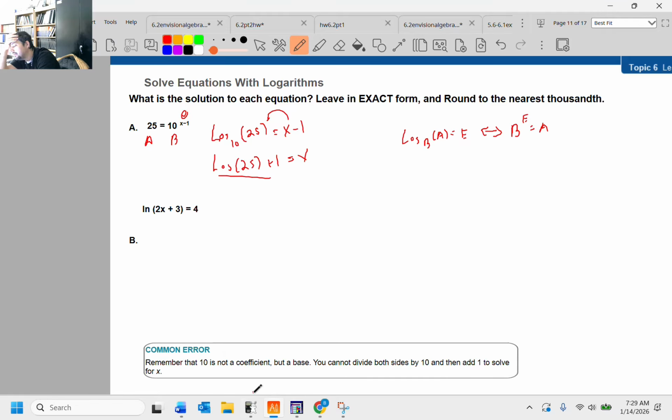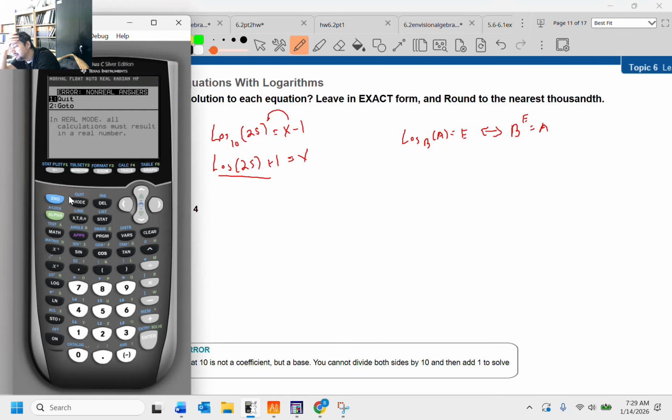If I want to know what the decimal is, I go to my TI-84 and I push some buttons. I can do that because 25 is definitely bigger than 0. So I log of 25, add 1, always go 4 decimal places, which is the 10,000th position. It's about 2.3979.